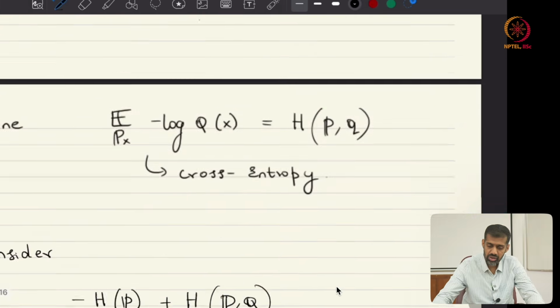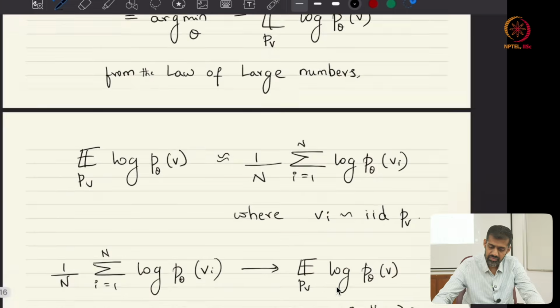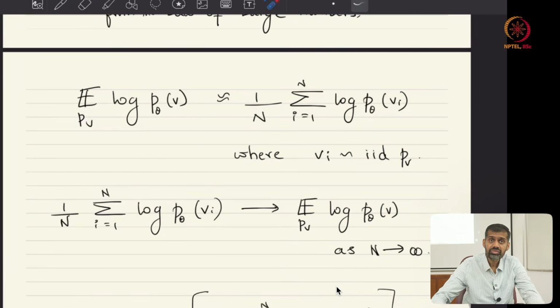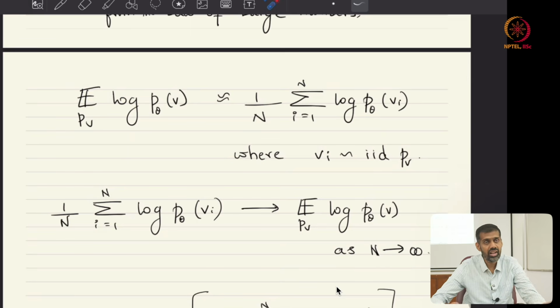Therefore, if you consider that, then the expectation that we are trying to estimate is the expectation of this function of the random variable v. This is that f of x that I wrote. So log of p theta of v is a function of the random variable v. We are looking to estimate the expectation of a function of a random variable with respect to the underlying distribution of the random variable, and we look at the sample averages. The law of large numbers tells you that the sample average will converge to the true expectation as n tends to infinity. Okay. Anything else?